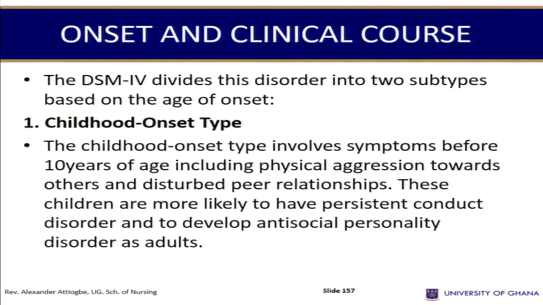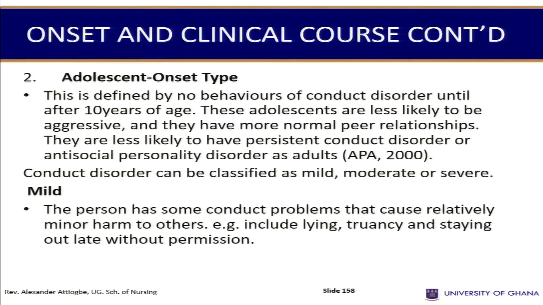Childhood onset type. The childhood onset type involves symptoms before 10 years of age, including physical aggression towards others and disturbed peer relationships. These children are more likely to have persistent conduct disorder and to develop antisocial personality disorder as adults. The adolescent onset type.